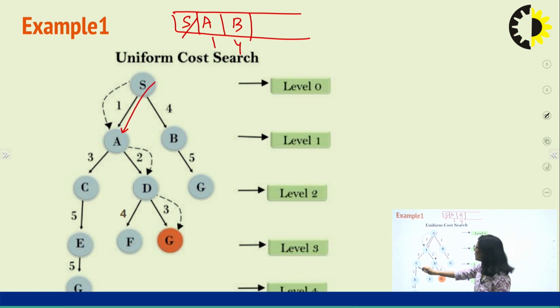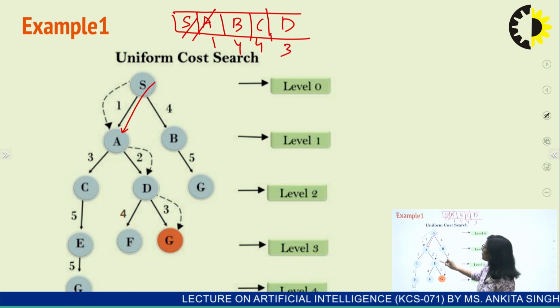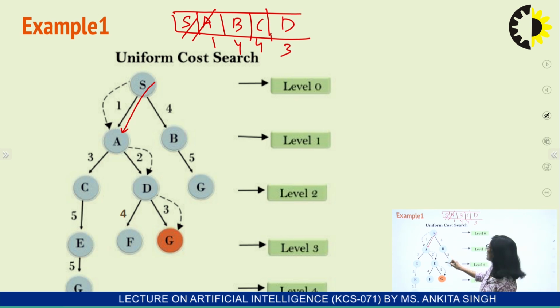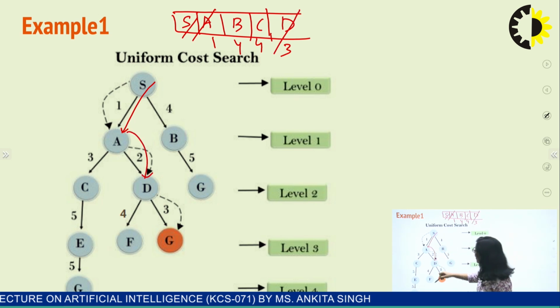Okay. So, we have explored A. And then from A, there are two paths, C and D. We have explored C and D here. C's path cost is 3 plus 1, 4. And D is 1 plus 2, 3. Okay. So, again, the path through D is less. So, we will dequeue this and we will follow it. Now, again, we'll explore this.